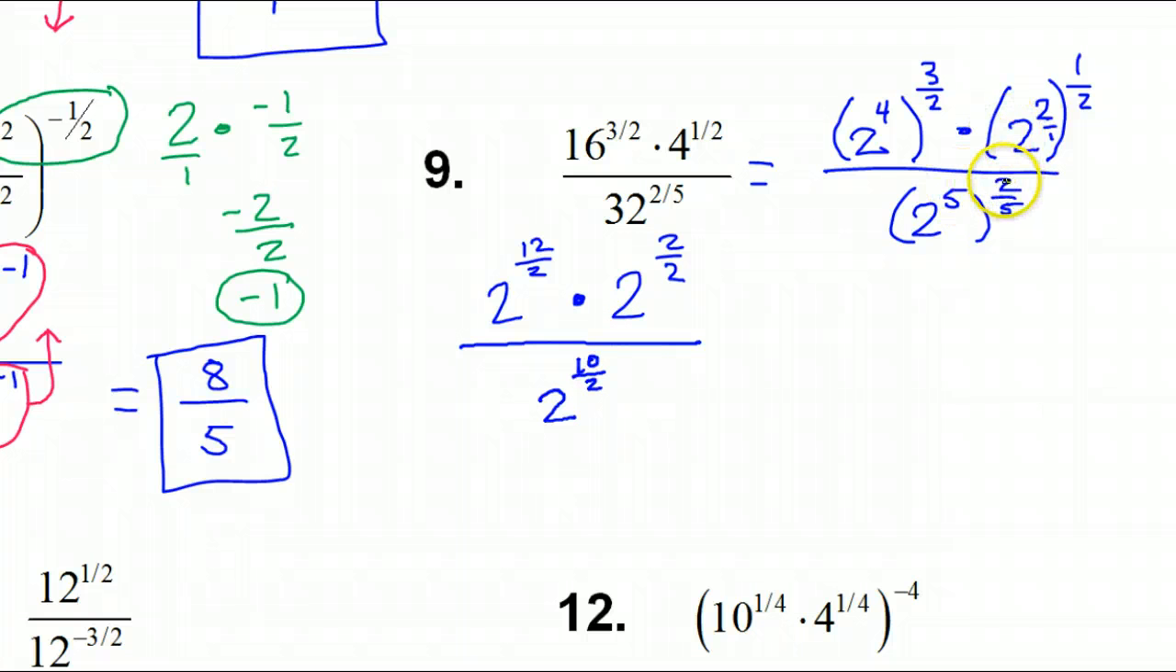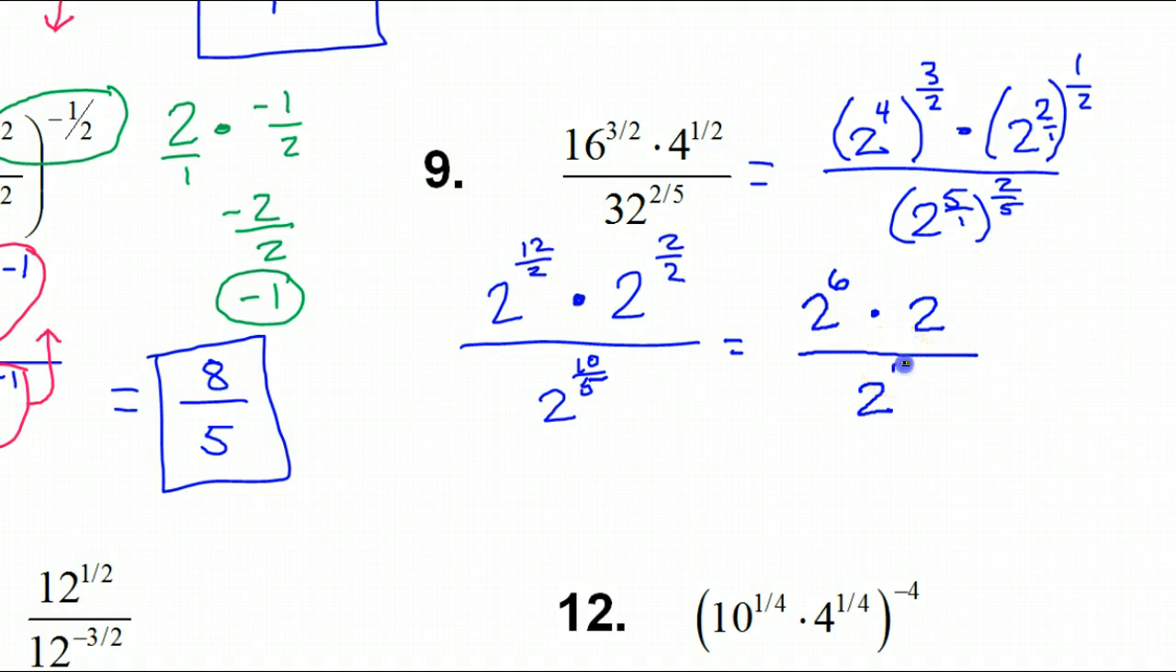All right, and then down here in the denominator, I have 2 to the 10/2 power. 5 times 2 is 10. Why do I keep doing that? It's 10/5. That's what I meant to say. Okay, 10/5. So simplifying all this will give me 2 to the 6th power times 2 to the 1 power, if you will, over 2 to the 2nd. All right, I just simplified all these.